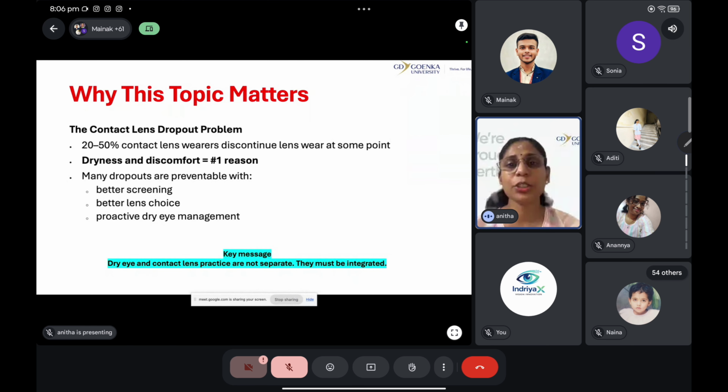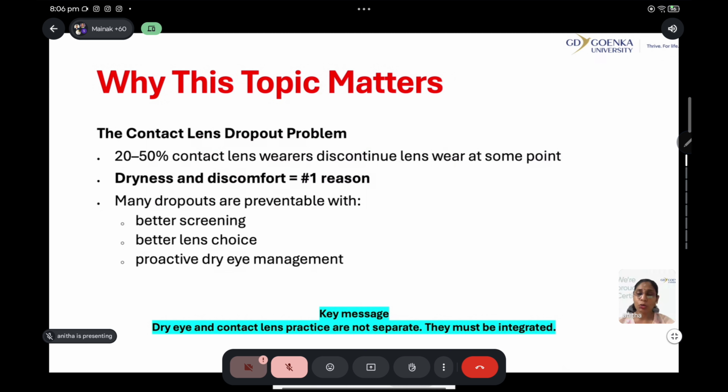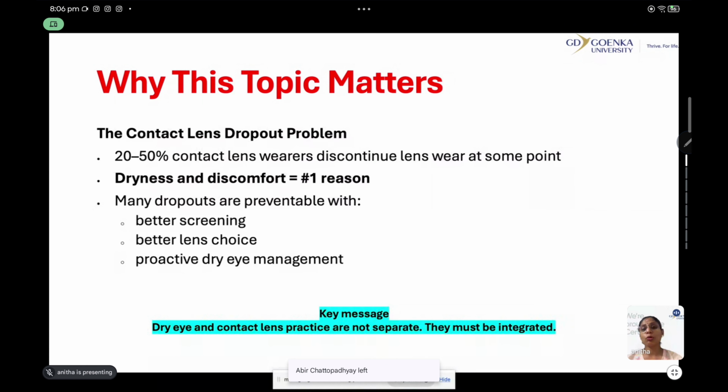So it is a leaky bucket situation, I would say. With new designs and innovations, people are wearing contact lenses more now, but an equal number of people are also dropping out, which means it is balancing out, and the number of contact lens wearers, approximately 110 million, remains the same over the past decade or so. Many dropouts can be prevented with better screening, better lens choice, and proactive dry eye management. So the key message here is that dry eye and contact lens practice are not separate. They must be integrated into one's practice.